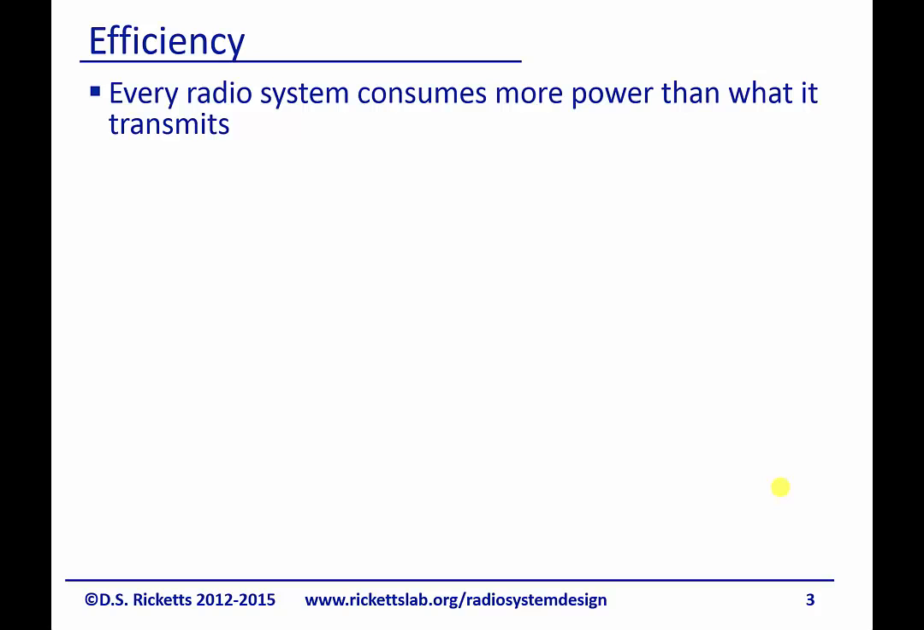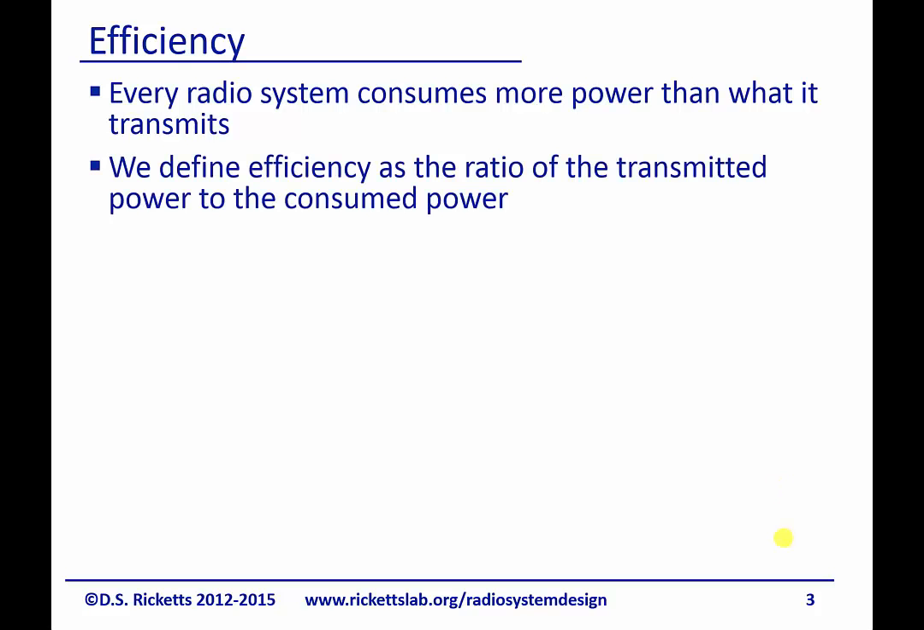So put simply, every radio system consumes more power than what it transmits. And this should make intuitive sense. If I'm transmitting a watt of power, my radio probably consumes at least a watt, but more likely a lot more than a watt. We define efficiency as the ratio of the transmitted power to the total consumed power.